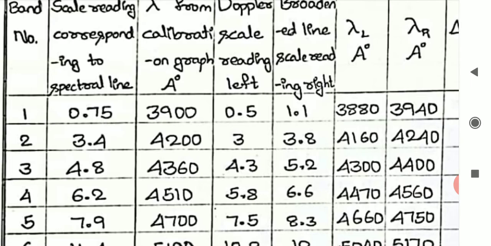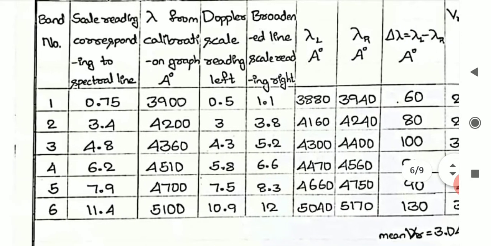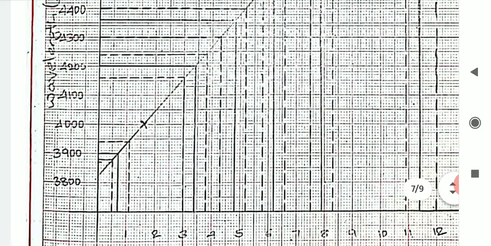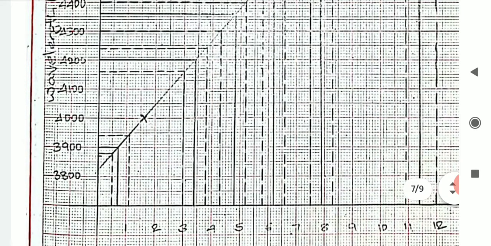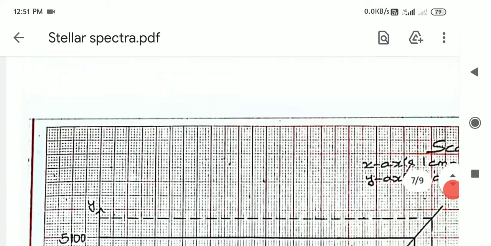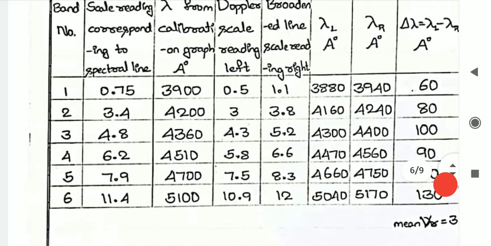Similarly, lambda L and lambda R, you have to go for the graph. See here, for example, 0.75 is there. This is called the calibration graph. See, here is the continuous line. You have to choose around 0.7 here. Dotted lines, you write it off. Where it touches here, put a horizontal line, where that meets here, 3900. See that value 3900, you have to write here.